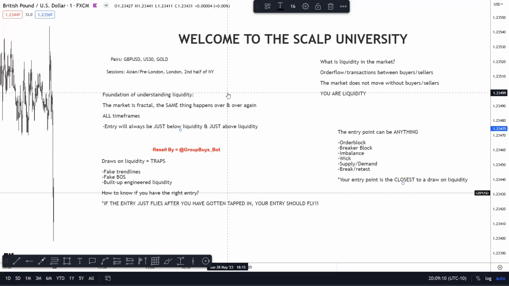Another thing that is very important to remember is your entry point will always be just below liquidity and just above liquidity. So always remember that your entry point will always be just below liquidity and just above liquidity. And like I said, your entry point can be literally anything. It can be an order block if you're used to order blocks as your entry. It could be a breaker block. It can be an imbalance. It could be a wick. It could be a supply and demand area. It could be a break and retest area. Your entry point literally can be anything.